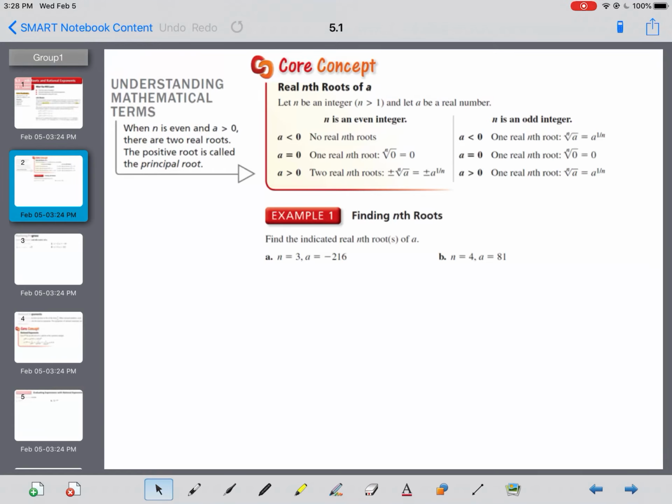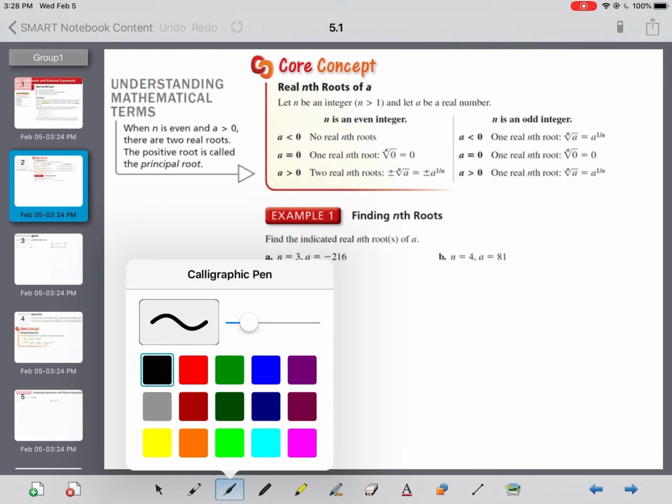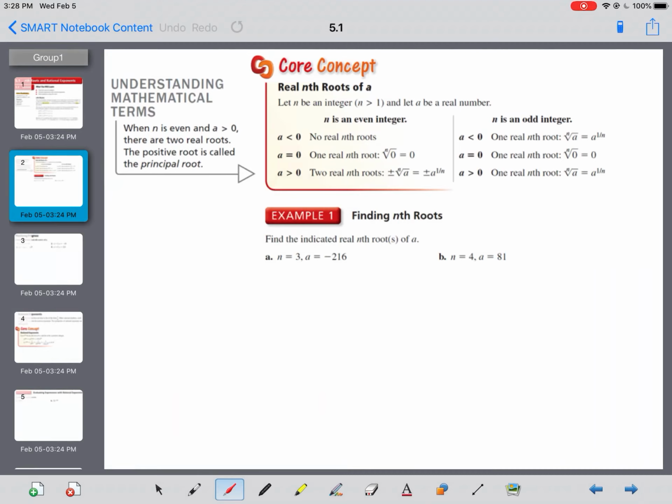So find the indicated real nth roots of A. So what they're asking us to do is take the A that they give us and find the nth root, which basically means find the nth root of A. Those are the same thing, whether it's to a fraction or in the radical sign. The root number of the radical, the index, is the denominator of the fraction.